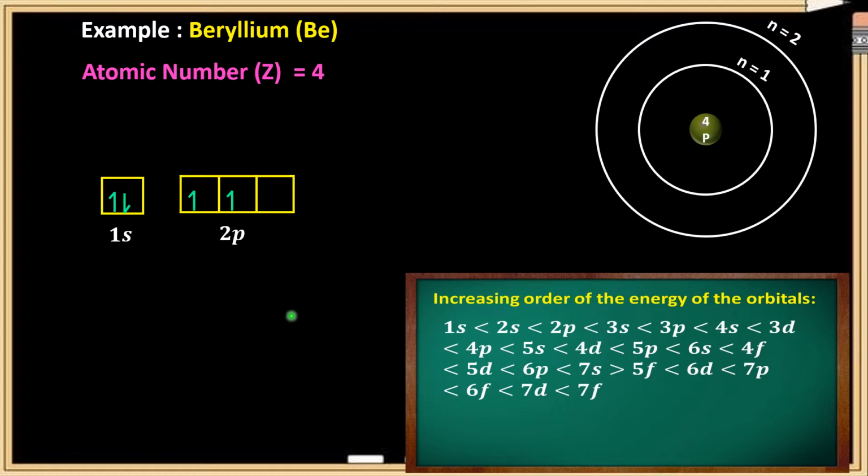Now observe this electronic configuration, that is the distribution of electrons into various orbitals. It is wrong. Why? Because once 1s orbital is filled, the electrons should enter into 2s orbital, but they are entering into 2p orbital. So it is violating Aufbau principle.